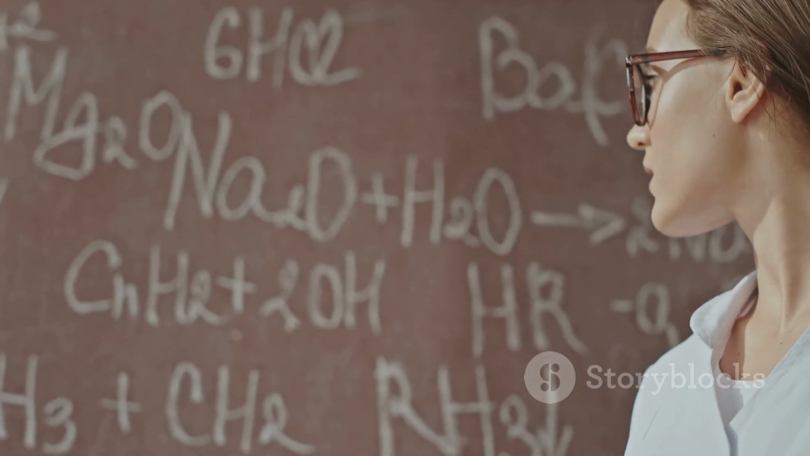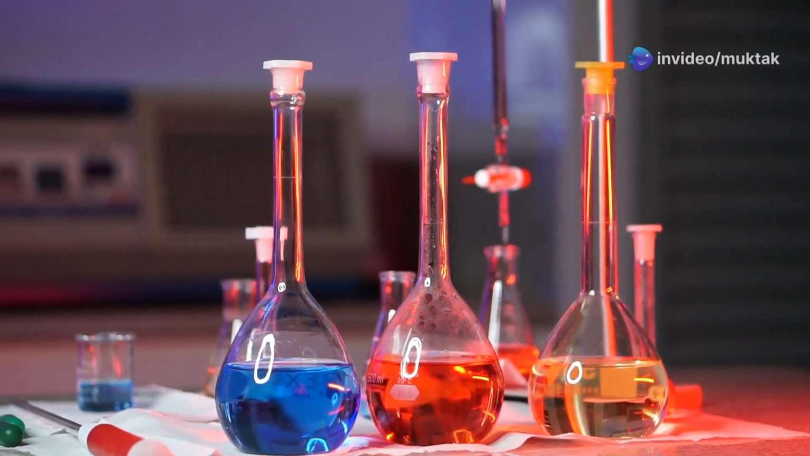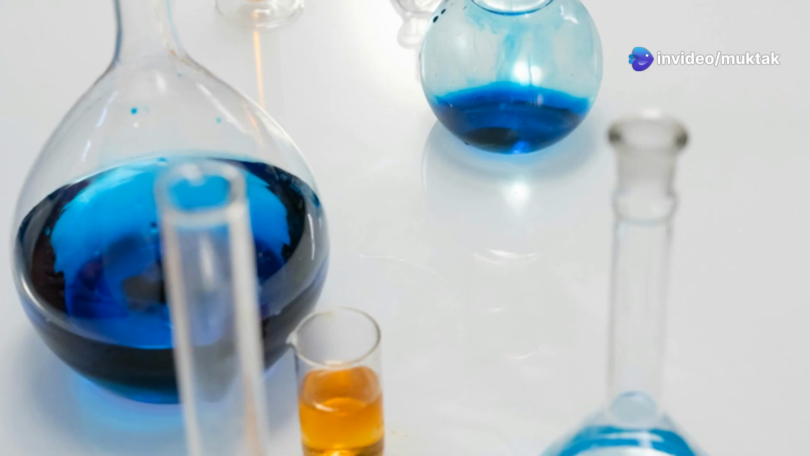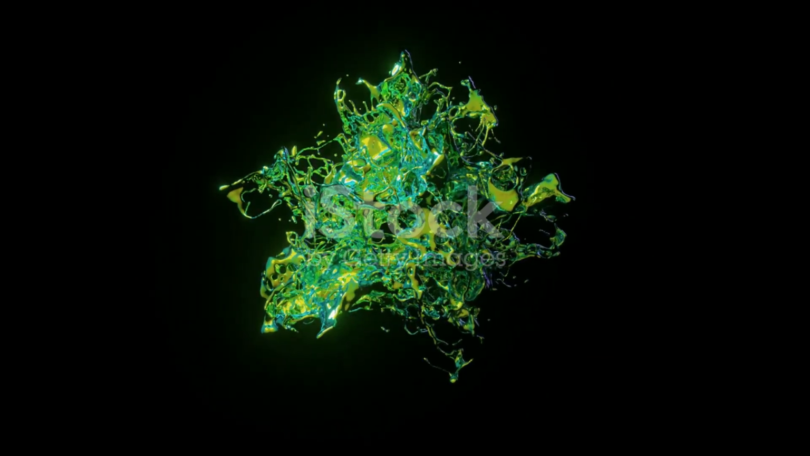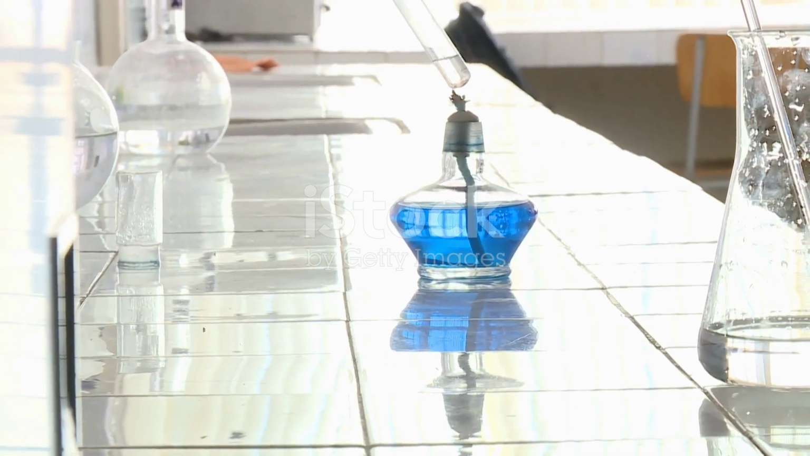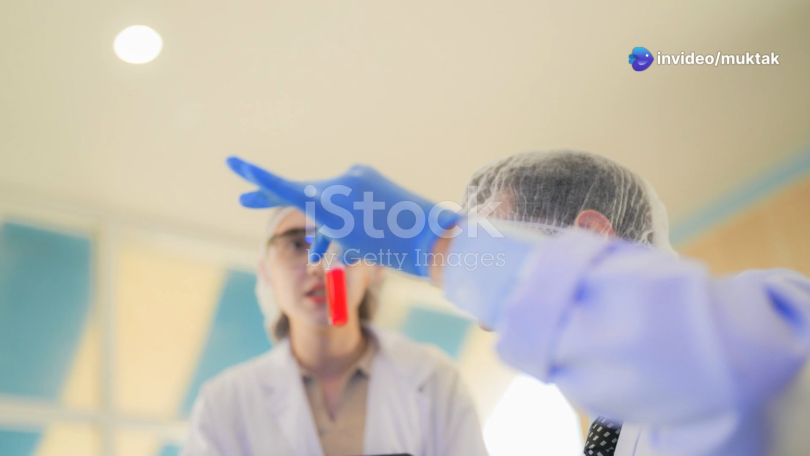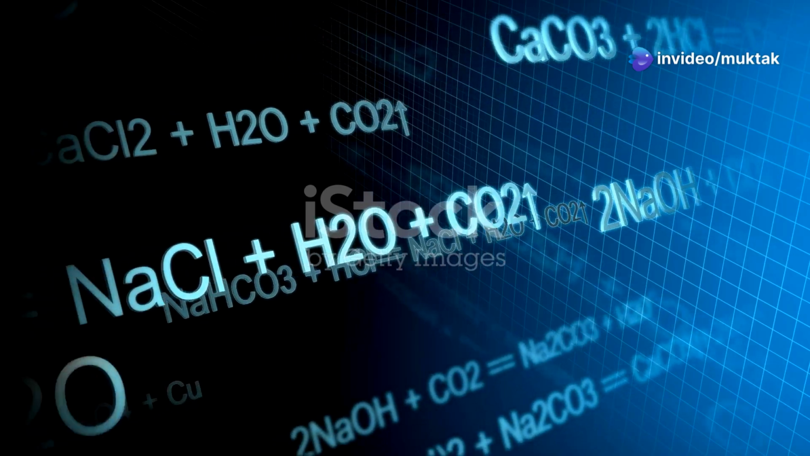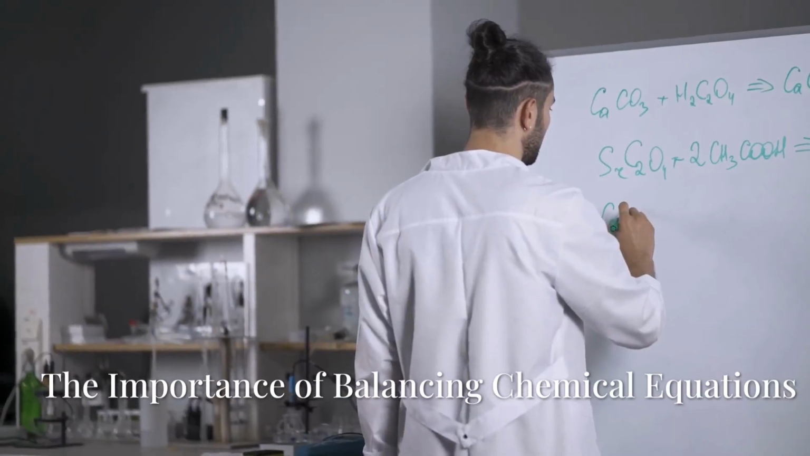Chemical equations also tell us the state of each substance. You might see S for solid, L for liquid, G for gas, or AQ for aqueous solutions. This is important for understanding how substances interact in different conditions. Understanding chemical equations is the first step in learning chemistry. They are powerful tools that help chemists communicate complex reactions simply. Once you grasp this concept, you can explore the fascinating world of chemical reactions.